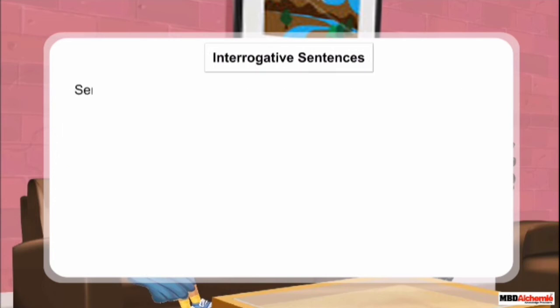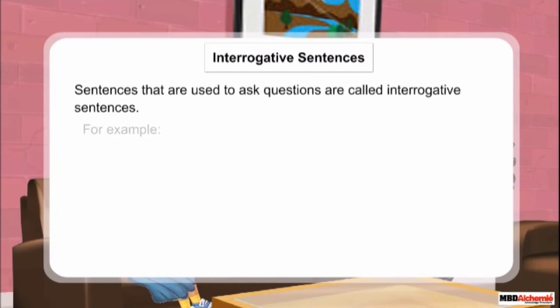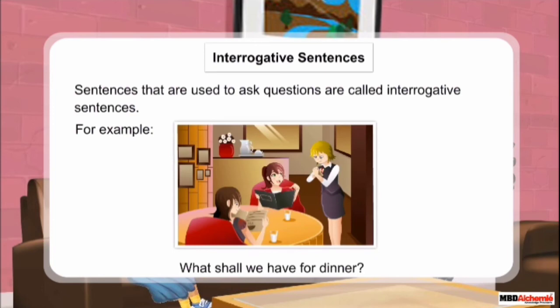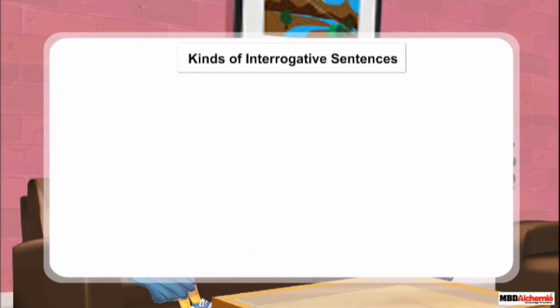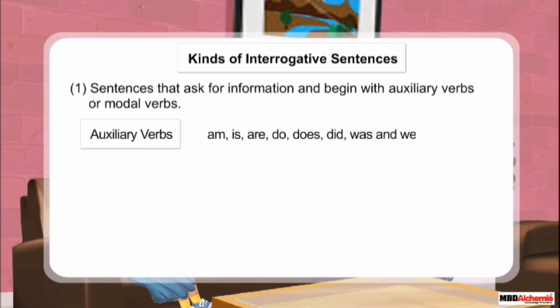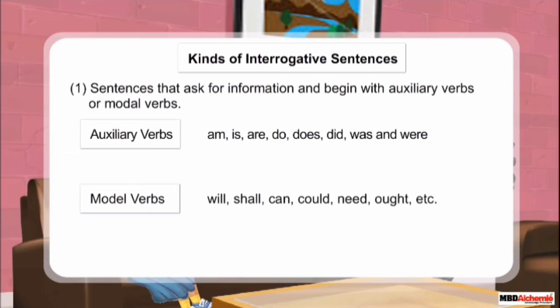You must be aware that sentences that are used to ask questions are called interrogative sentences. For example, can I help you? What shall we have for dinner? Interrogative sentences can be of 2 kinds. Interrogative sentences that ask for information and begin with auxiliary verbs or modal verbs. Recall that we have already learned that am, is, are, do, does, did, was, and were are auxiliary verbs, and will, shall, can, could, need, ought, etc. are modal verbs.